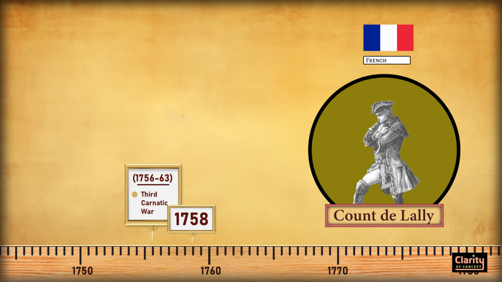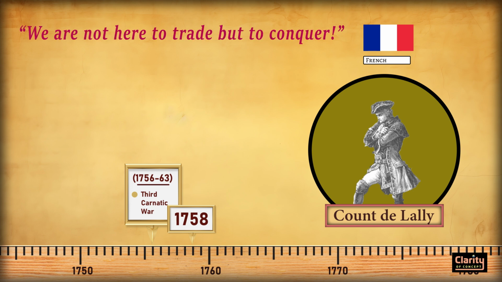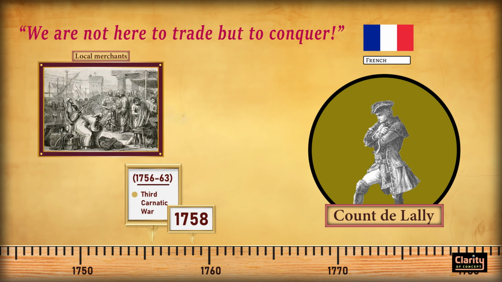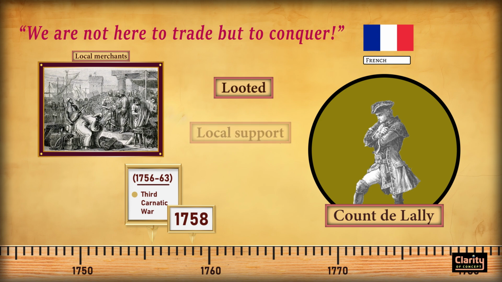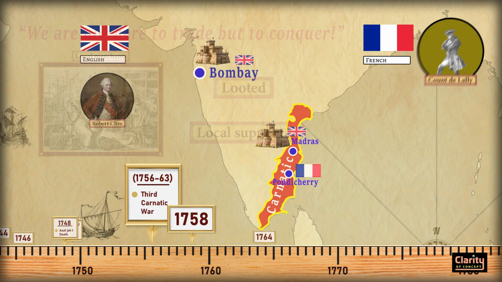Lally's aggressive nature was evident from the moment he landed in India in 1758. Frustrated with the complacency of the French troops and their allies, he once famously said, "We are not here to trade, but to conquer." His harsh methods, however, quickly made him unpopular. It is said that when local merchants refused to supply his troops, Lally ordered them to be looted, which alienated potential allies and made it harder for him to secure local support.